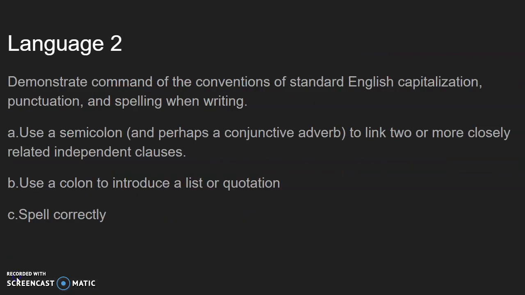Use things like semicolons or conjunctive adverbs to put two ideas together. Use colons when you are making lists or quoting something. Always check your spelling so that your writing makes sense.